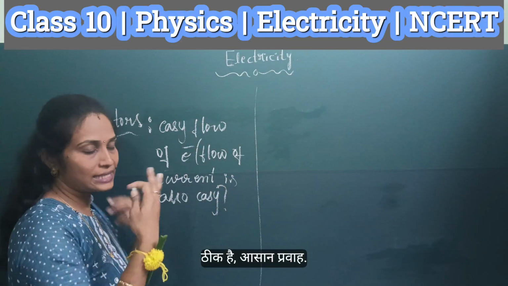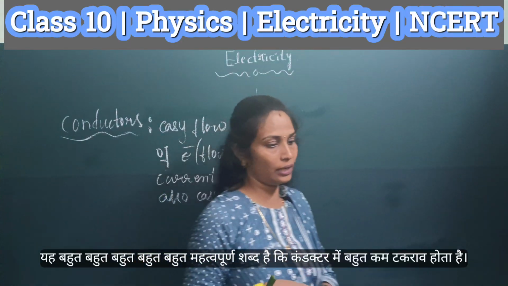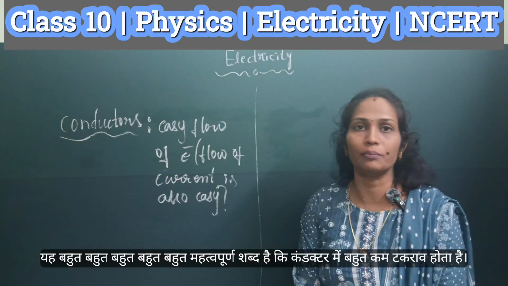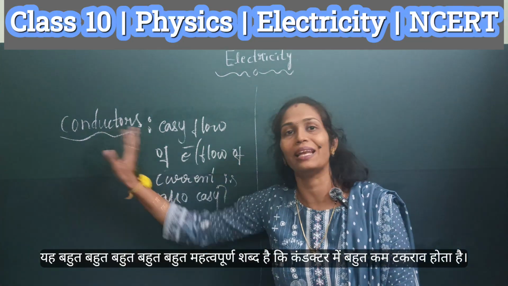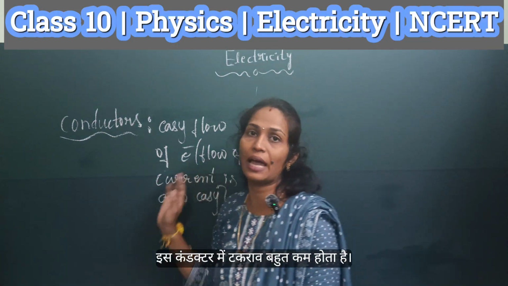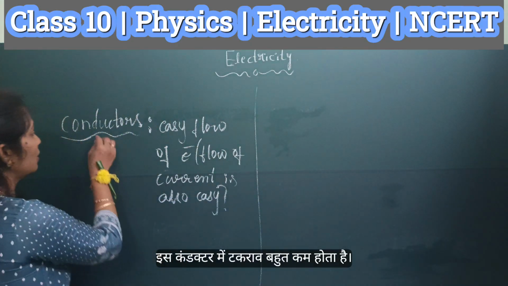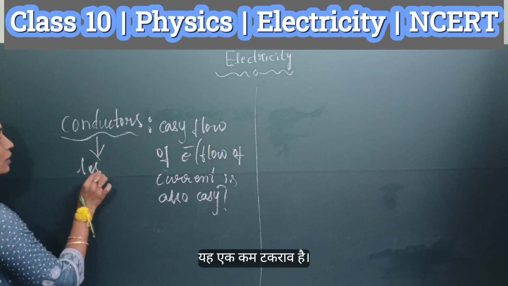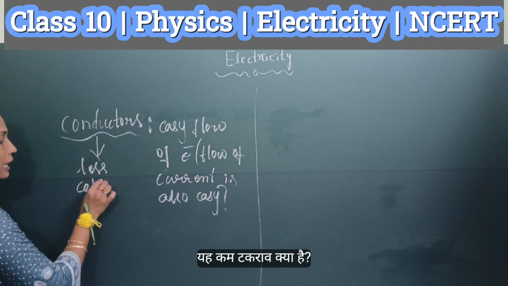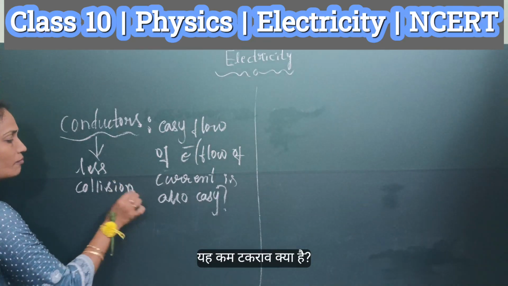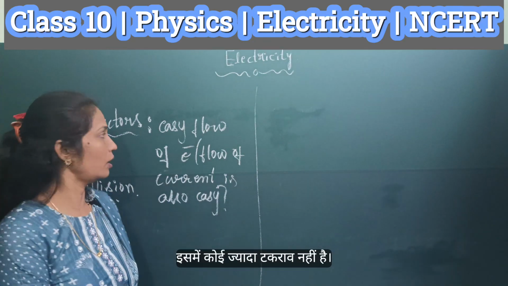Okay. Easy flow. There is a very important term: a conductor has very less collision. Take down this one, less collision. What is this? Less collision. It doesn't have much collision.